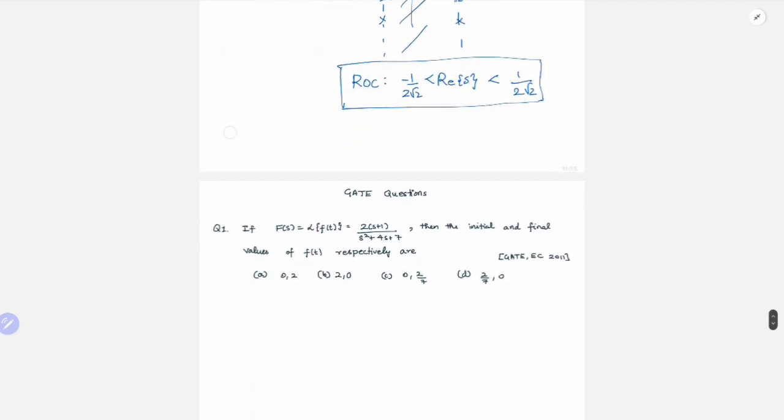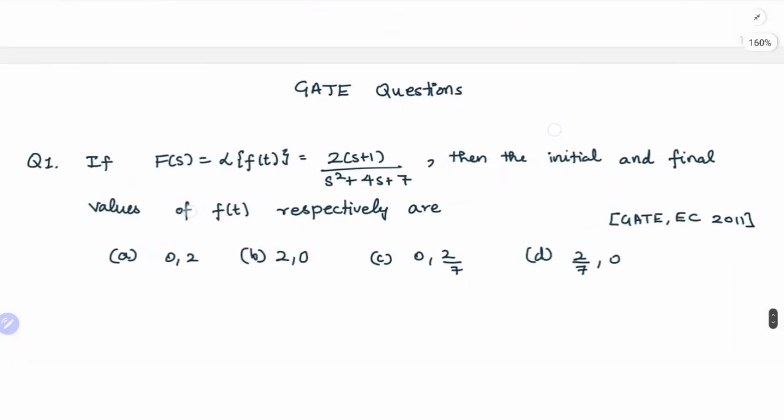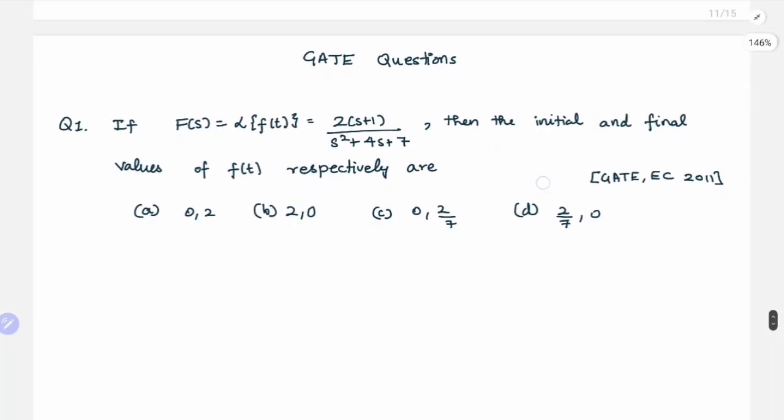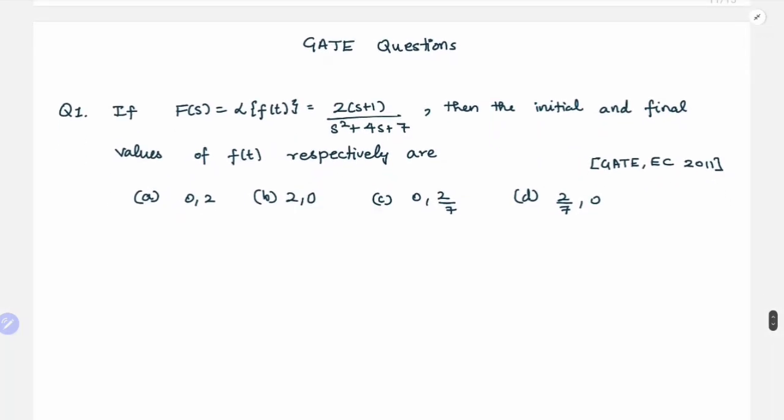Now let us solve some of the GATE previous year questions. The first question: if F of s, the Laplace transform of f of t, is given by 2 into (s plus 1) by (s square plus 4s plus 7), then the initial and final values of f of t respectively are. For this, we need to know the initial and final value theorem.